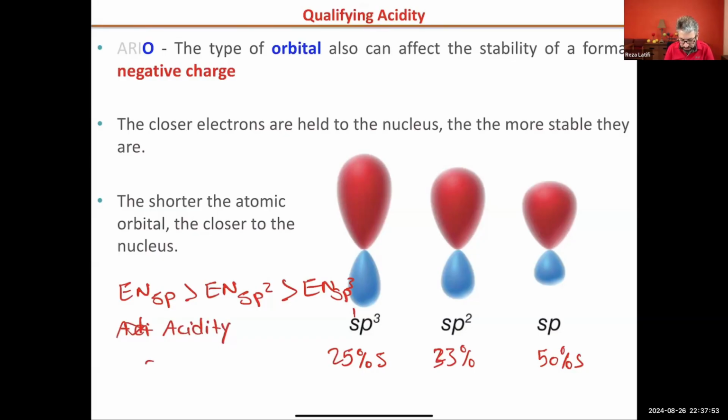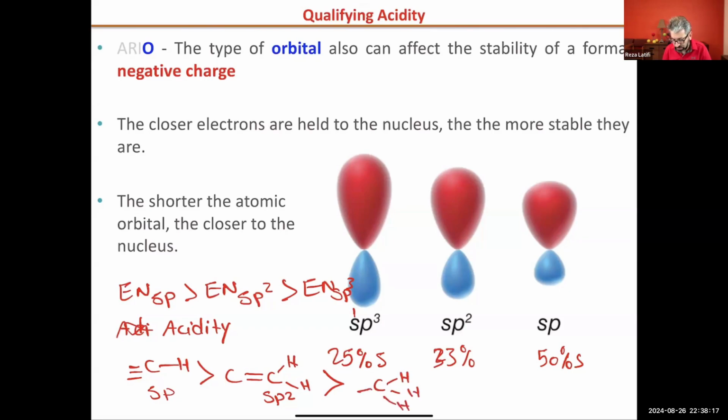If you want to order them based on acidity, a carbon that is involved in a triple bond is more acidic because it has Sp hybridization, stronger than this. This is going to be Sp2, and the last one will be the carbon that has the 3 hydrogens attached to it. This is going to be Sp3. So the most acidic hydrogen in this case is going to be the Sp.